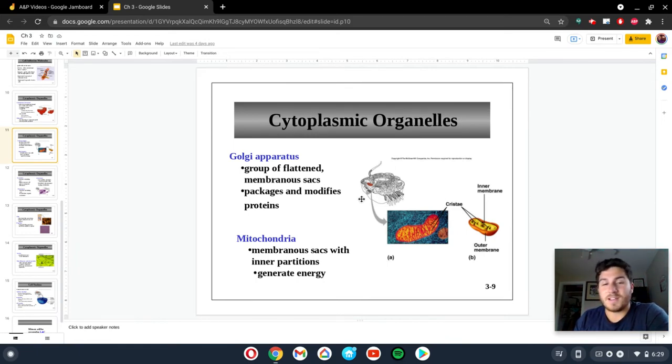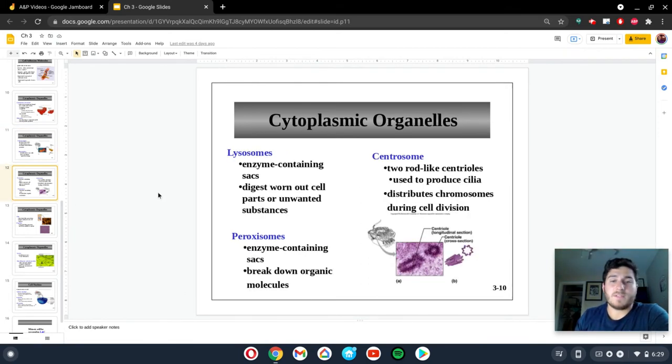Right? The mitochondria is the powerhouse of the cell. Everyone always says that, right? And it's true. This is where energy is going to be extracted from glucose. So that is really important. So that is where cellular respiration will occur. The next few are a little less common.